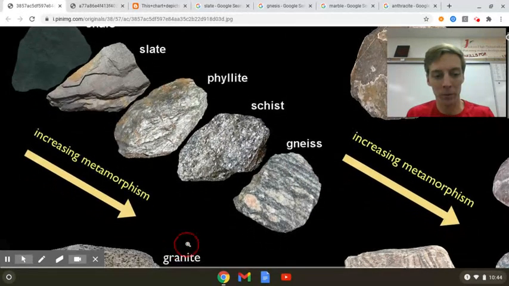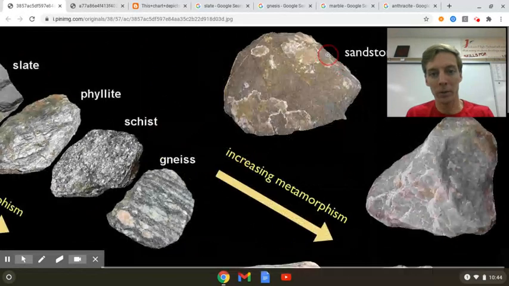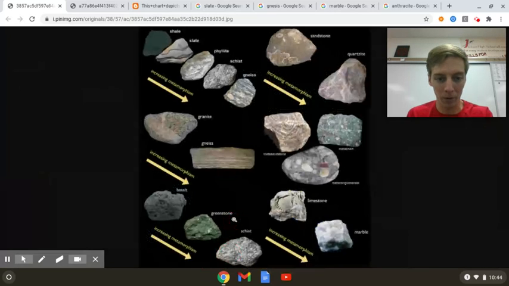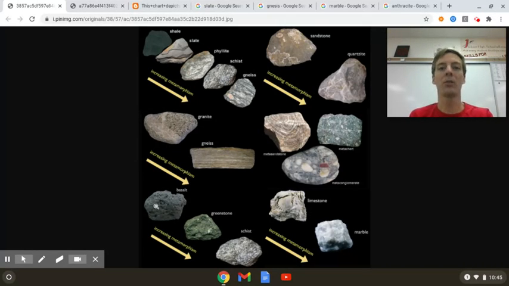So we've got to zoom out here. Zoom in over here: sandstone. Sandstone's a sedimentary rock. It becomes quartzite. Granite is a different way to become gneiss. Granite's an igneous rock. It can become a gneiss metamorphic rock. Basalt is an igneous rock. It can also become a schist. Limestone becomes marble. Parent rock, metamorphic rock.